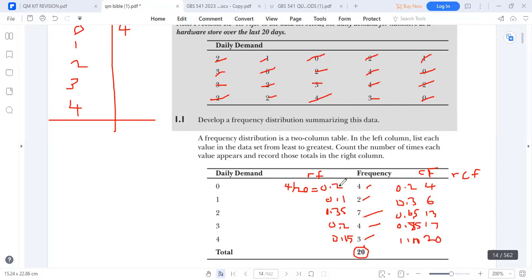If you want, you can add on these ones there. 0.2, you add the 0.1, we get 0.3, which we had here. Add 0.35, we get 0.65. Add 0.2, 0.85, add 0.15. It's another way of filling up.